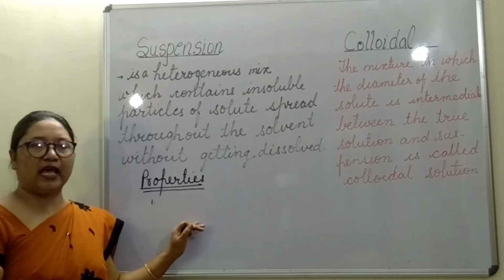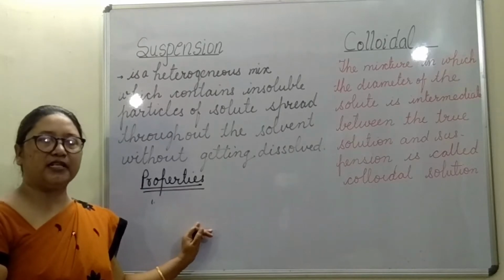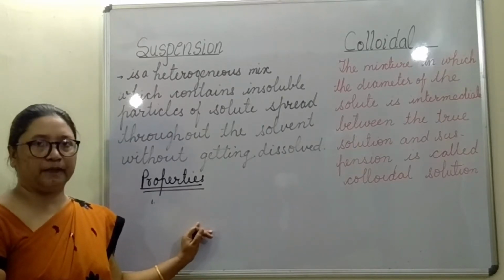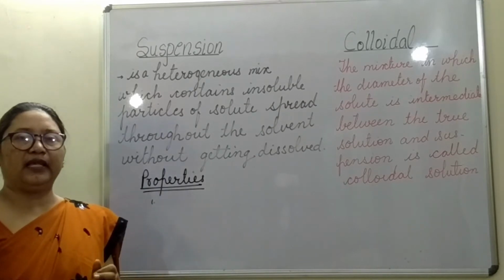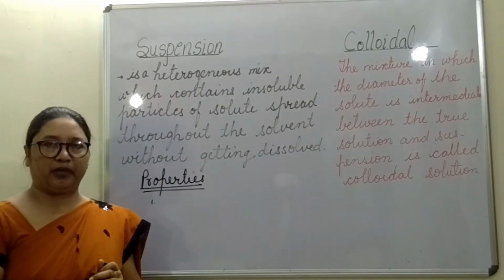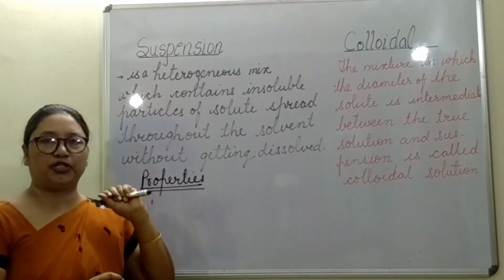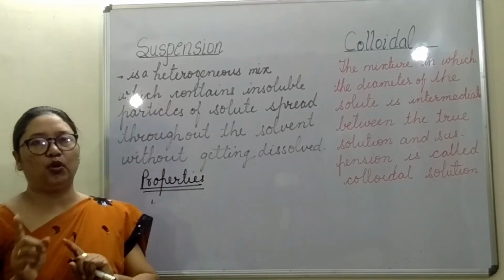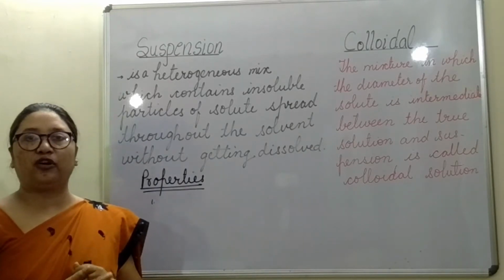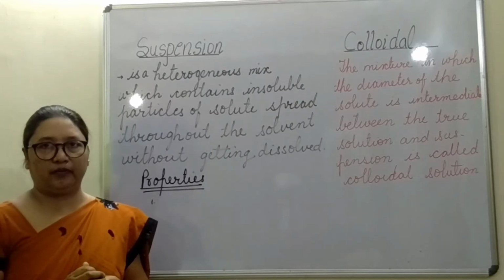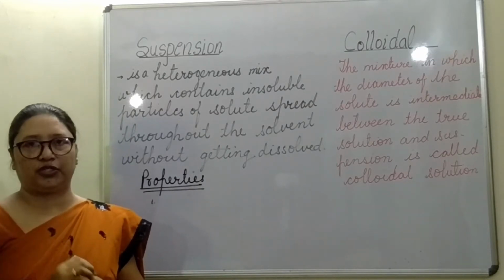The second, the diameter of the solute particles is greater than 10 to the power minus 6 meter. The particle size is so big that they don't pass through the filter paper. Then the appearance of suspension solution is from hazy to opaque. Transparency is not there in the solution.